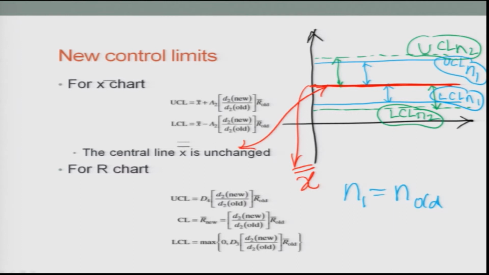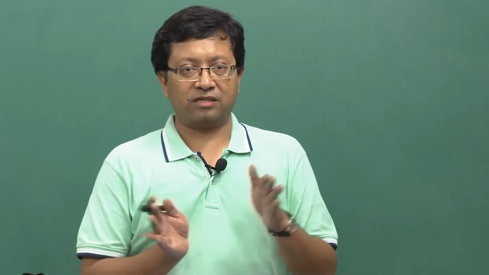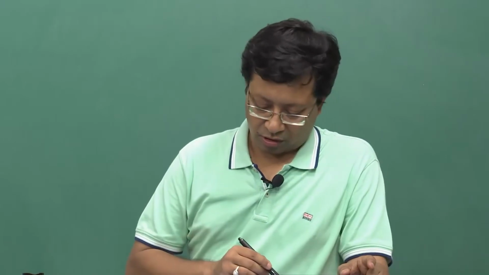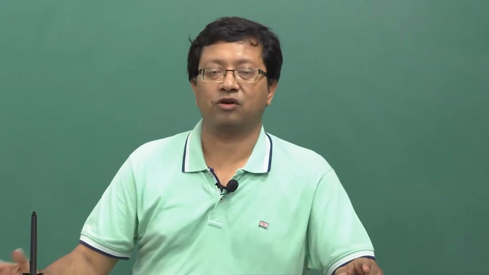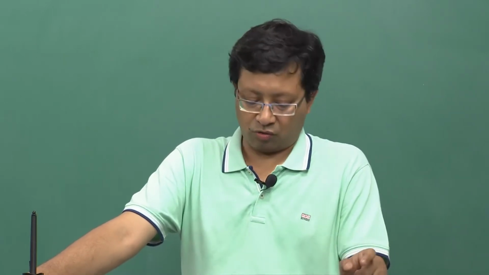So, depending on the ratio, you may be thinking why I have drawn the green line, which is the UCL N2 and LCL N2, above UCL N1 and below LCL N1 respectively. So that would depend on the ratio. Say, for example, if D2 new by D2 old is greater than 1 or less than 1, obviously the limits for UCL and LCL would be accordingly done. So depending on how many more samples you have taken or you have reduced the sampling, that would basically decide what the control limits are.